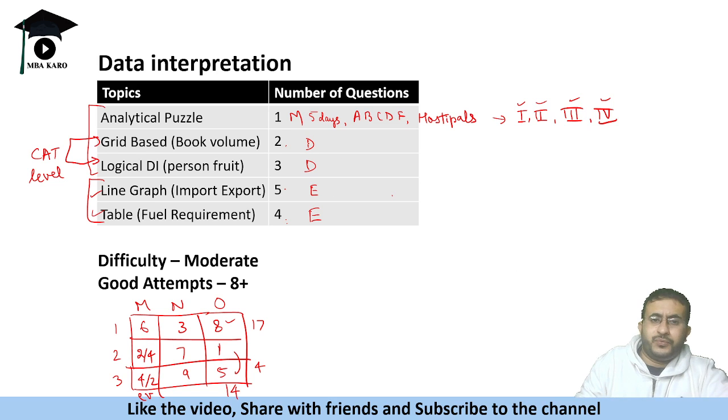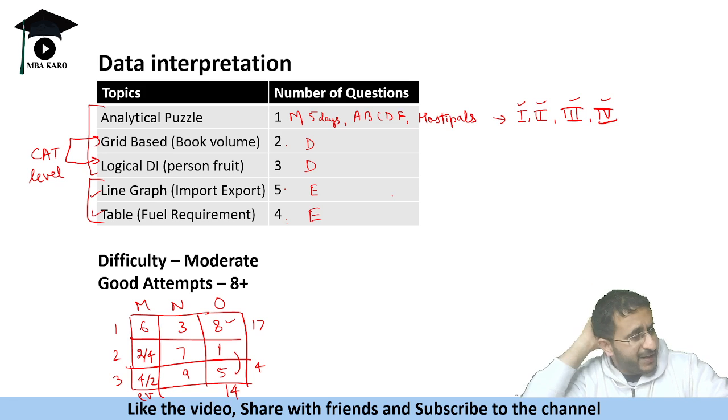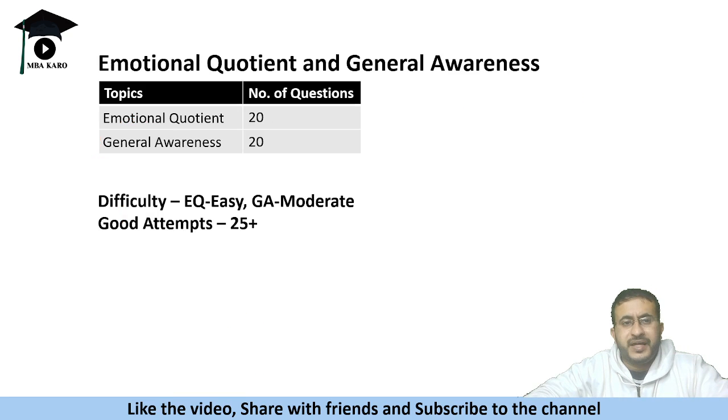Okay, it was similar to one previous CAT question wherein there were some people who would get medals in different games. So this was the data interpretation. If someone attempted 8 plus, even if one or two questions from these two sets don't get done, that's a good attempt. And now EQ and general awareness.